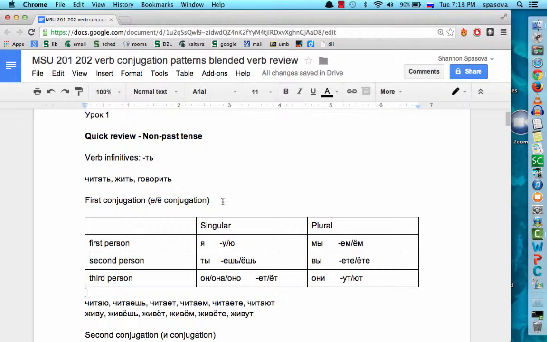Here I have a chart set up, and I'll often do this when we see a new verb. Singular here, plural here, first person, second person, third person. If we take an example of the first conjugation, we have читать. Я читаю, ты читаешь, он читает, мы читаем, вы читаете, они читают. We can also have a ё verb pattern, like жить. Живу, живёшь, живёт, живём, живёте, живут.